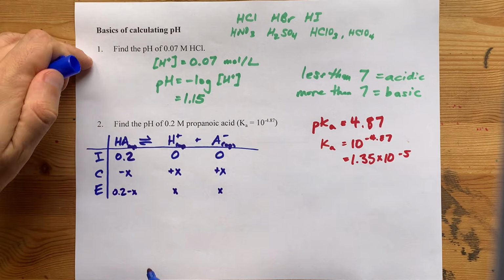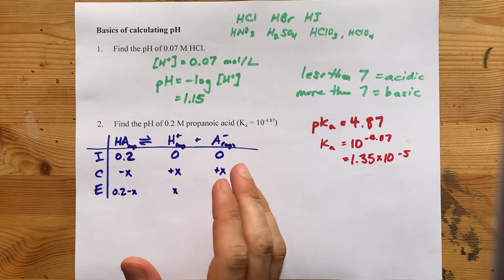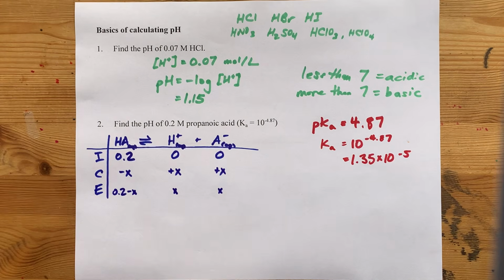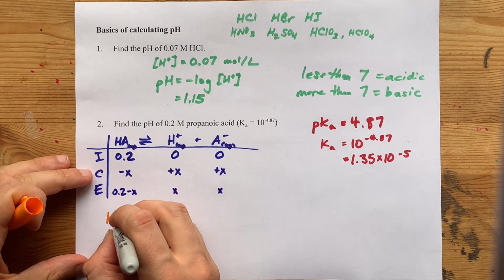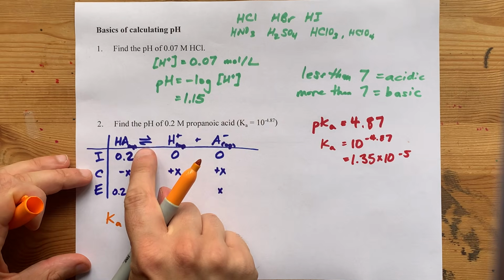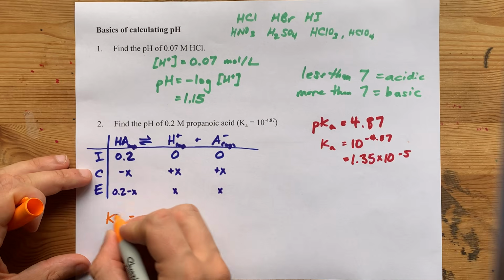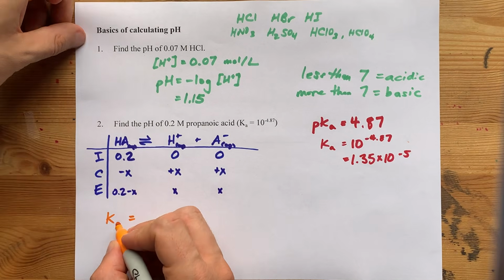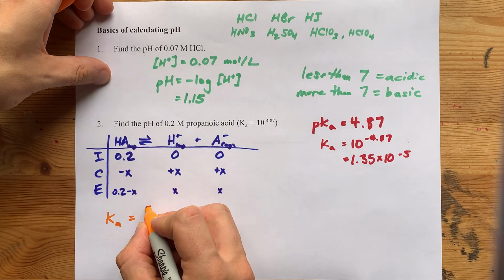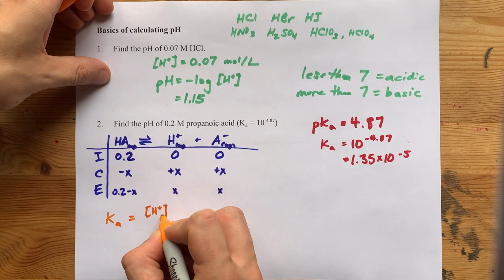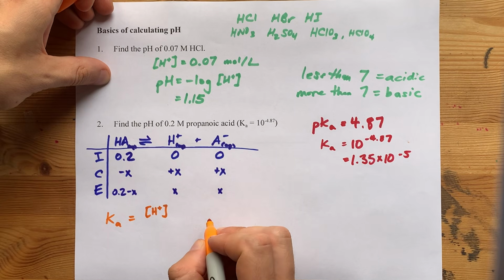Now the reason we did that is because Ka is the equilibrium constant for this reaction. Note the equilibrium arrow. Now, the way that equilibrium constants go, you put your products on top in square brackets because they're concentrations.